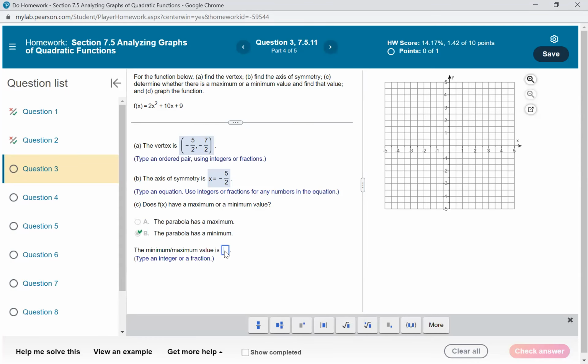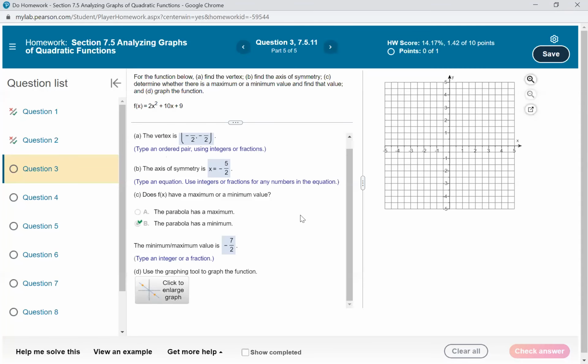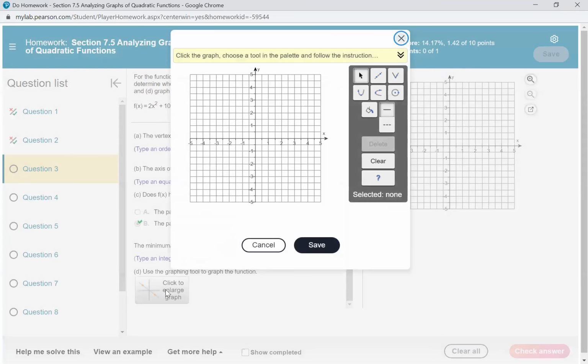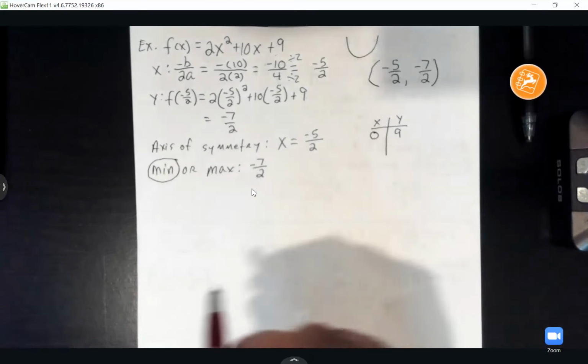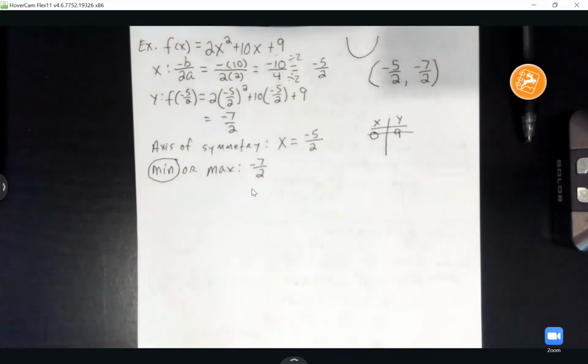The minimum value y'all told me was what, -7/2. So here's the tricky part. I'm going to click the graph and grab that U-shaped tool. Oh, and y'all, I might have to find another point because this thing only goes to 5. Oh man, let me share my screen back. That's only going to 5 on this, so I've got to pick another point because 9's too big.